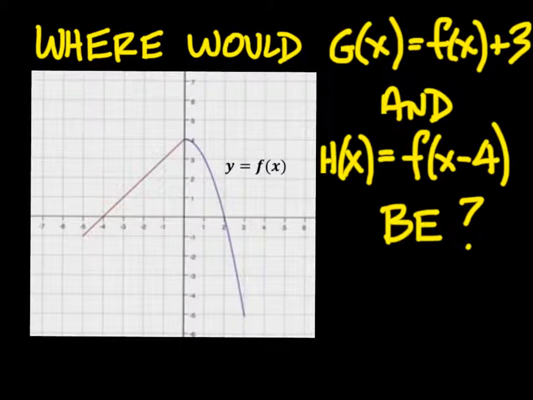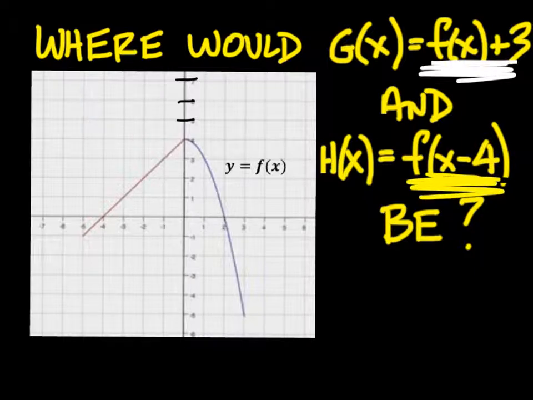And then where would these end up? What if I added 3 on the outside of that function, f of x? If I added 3 on the outside of it, not on the inside, up or down, so it would go up 3, right? So this one would end up 1, 2, 3. It would be up there. And then this one, if I subtract 4 on the inside, would it go up and down or left and right? It would go right because it's minus 4. So it would end up 1, 2, 3, 4 over there.